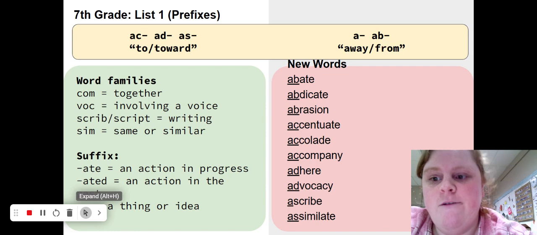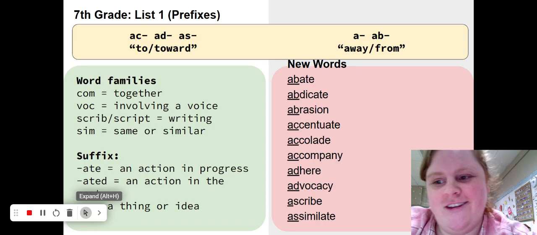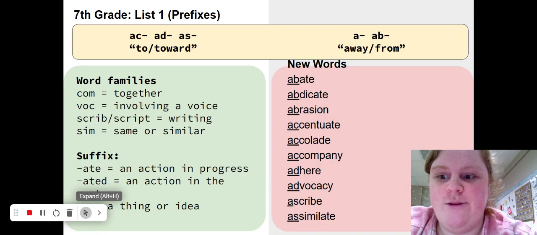These are the notes for the first vocab list in 7th grade, and the vocab list focuses on prefixes. Our prefixes for this list, meaning all the words are going to start with these prefixes or these letters, are AC, AD, and AS, which when added to a word means it's going to or toward or in that direction. And then the prefixes A and AB, which when added to a word mean the opposite. It's going away from.